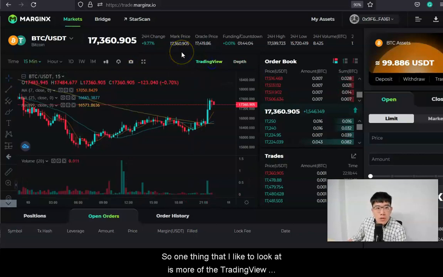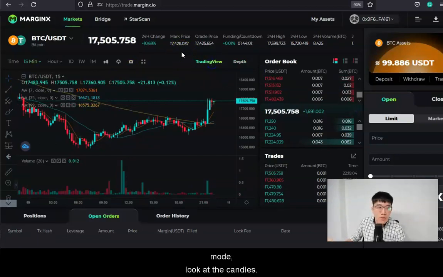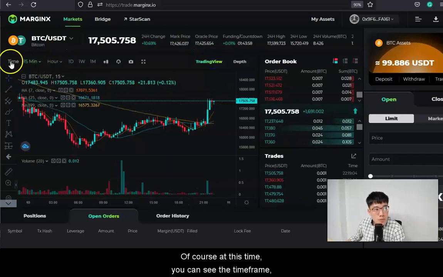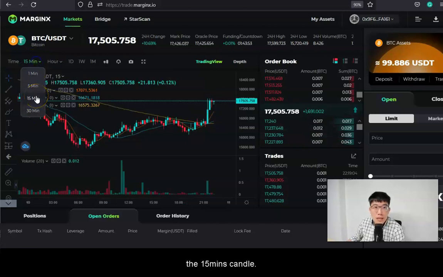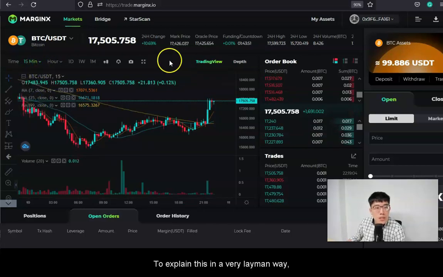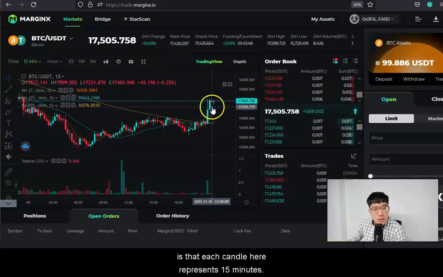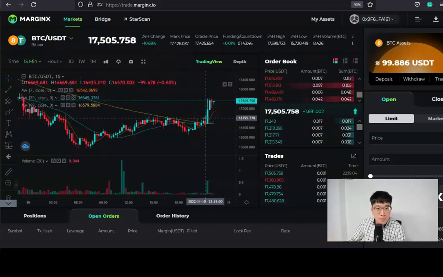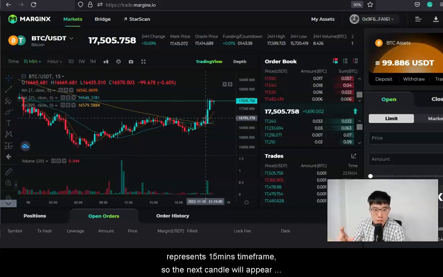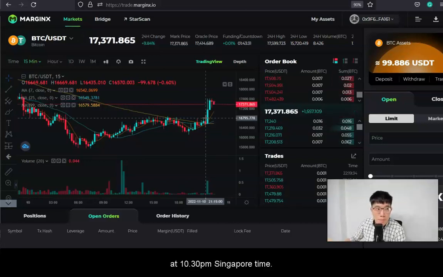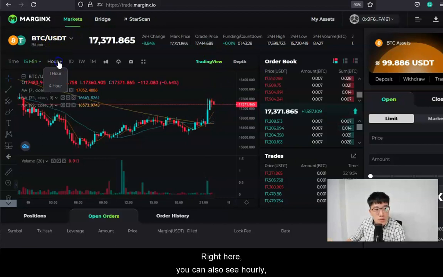So one thing that I like to look at is more of the TradingView side, right? To look at the candles. Now, of course, at this point in time, you can see the time frame. To put it simply for you, currently we're looking at the 15 minute candle. To explain this in a very layman way, each candle here represents 15 minutes. Right now we're at about 10:20 p.m. in Singapore, so each candle represents a 15 minute time frame, and the next candle would appear at 10:30 p.m. Singapore time.